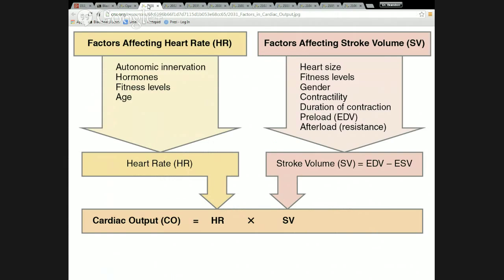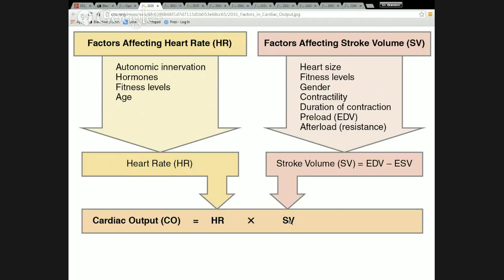So the next issue to consider with the heart is really about what we call cardiac output. And this is a way to determine or describe cardiac function, how well the heart's doing its job. And the mathematical definition of it is at the bottom of this image. Cardiac output is the product of heart rate and stroke volume.